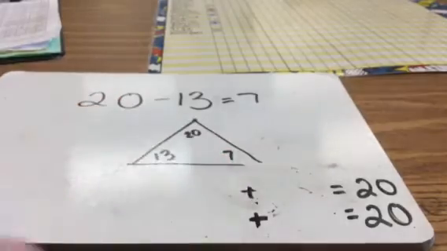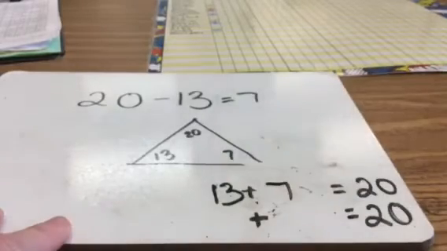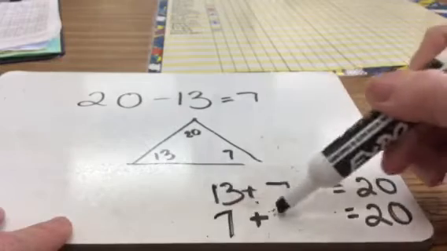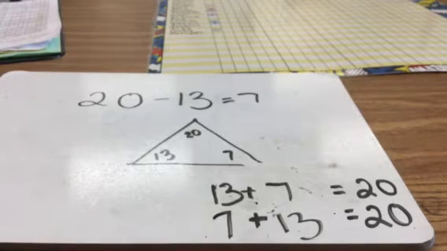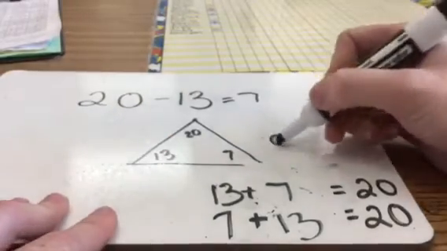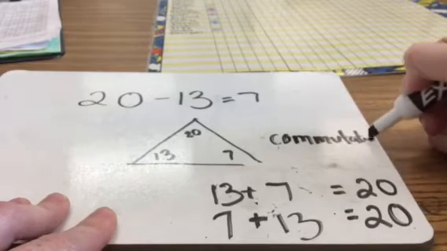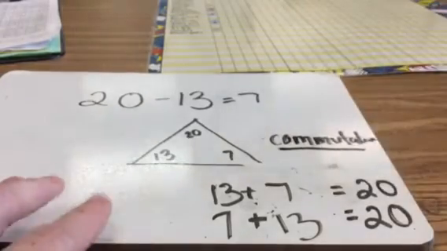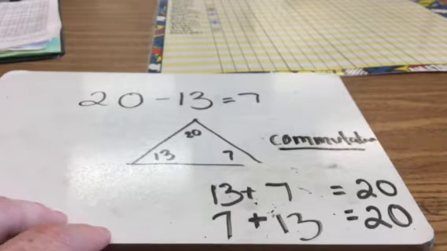So now we're going to take the other 2 numbers, 13 and 7, and equals 20. And then 7 plus 13 equals 20. Remember, in a fact family, you have to have all 3 numbers. So I'm taking my 3 numbers that I found and rearranging them using the commutative property. Oh, I ran out of room. Commutative means that I can do the numbers in any order, but it's still going to equal the same thing.